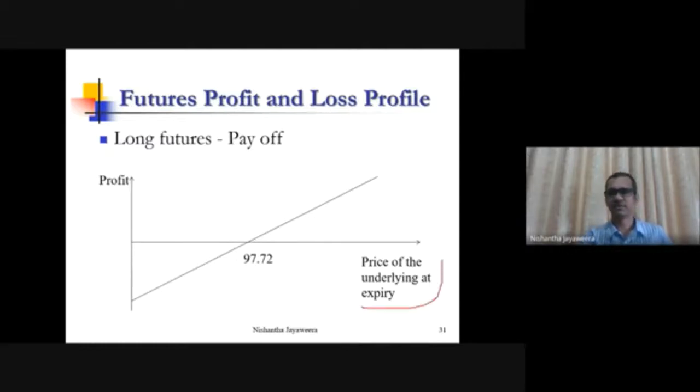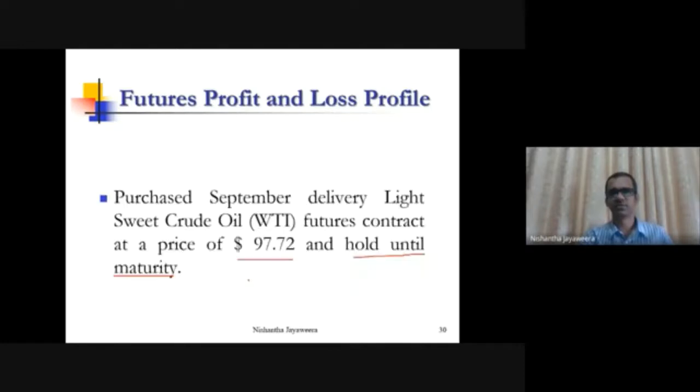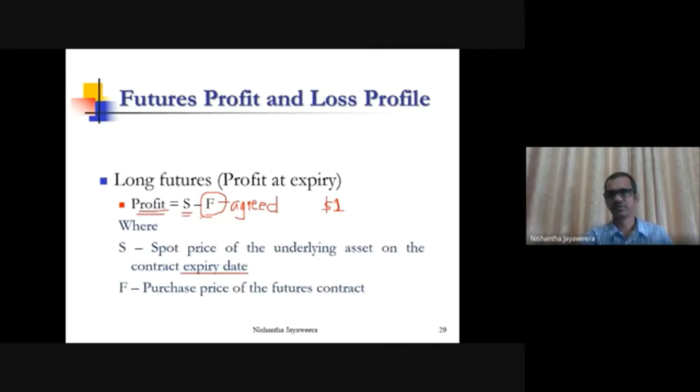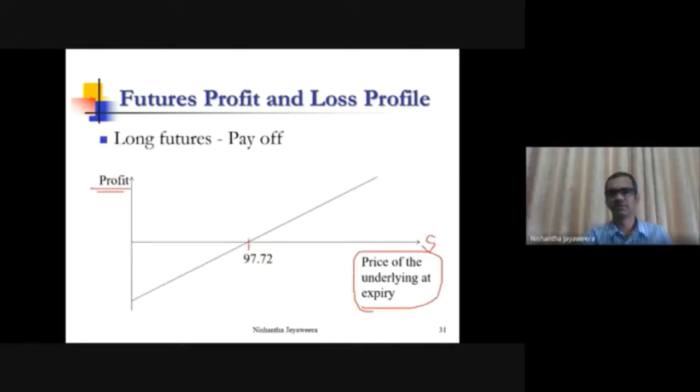So remember this one. This is the price of the underlying at expiry. As at the expiry date, what is the price? We can put simply it as spot rate, and the y-axis shows your profit. How could it be changed? So if the price is at 97.72, what would happen? Spot price is 97.72. You bought the futures at 97.72. Spot price also 97.72 on the expiry date. What is your profit? Go back to this. What is your profit? No profit or loss. It will be 0. Assuming there's no other transaction cost.